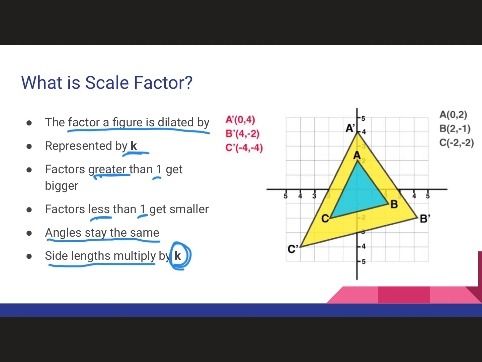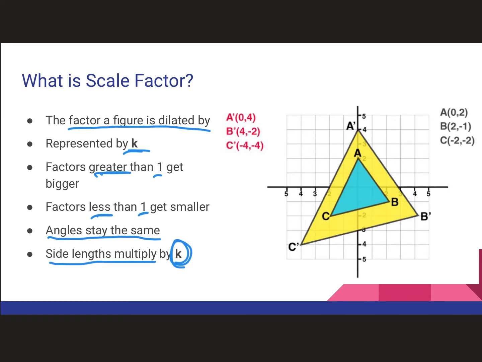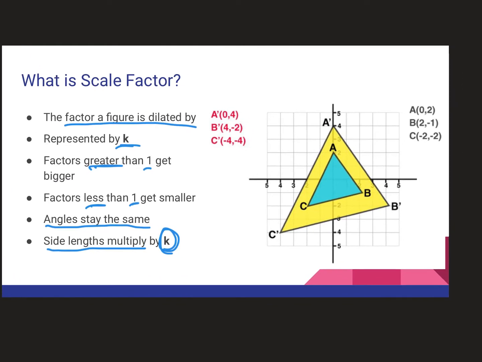So here, our original points (0, 1), (2, -1), and (-2, -2) are all multiplied by 2. So (0, 1) becomes (0, 2). (2, -1) becomes (4, -2). And (-2, -2) becomes (-4, -4). It's just multiplying. We also multiply the lengths. So the length of BC originally to the length of the image is doubled. So if this was 2, then this would be 4.